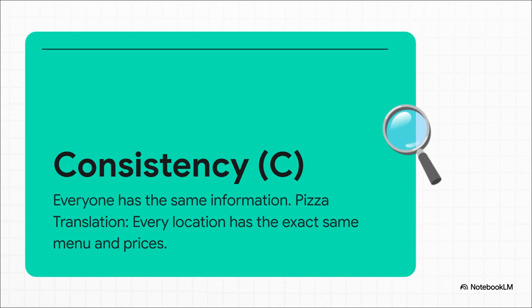All right, first up, C for consistency. All this means is that everyone sees the same, correct information at the exact same time. So in our pizza world, if the main office decides to roll out a new Volcano Supreme pizza, a perfectly consistent system means, bam, every single location's menu updates instantly. No confusion, no mistakes. The menu is just correct everywhere.